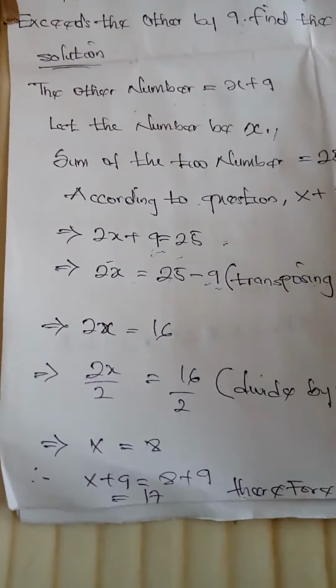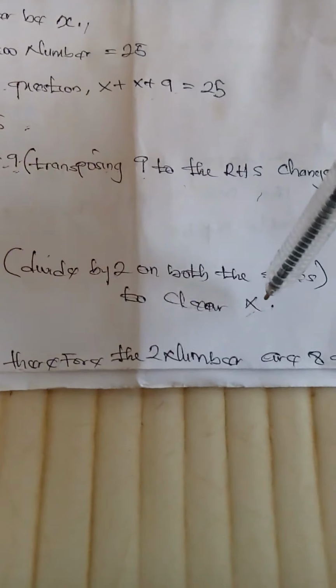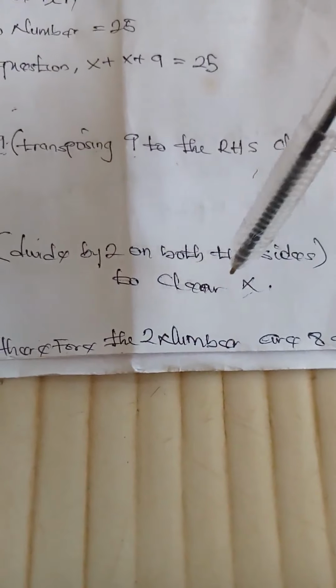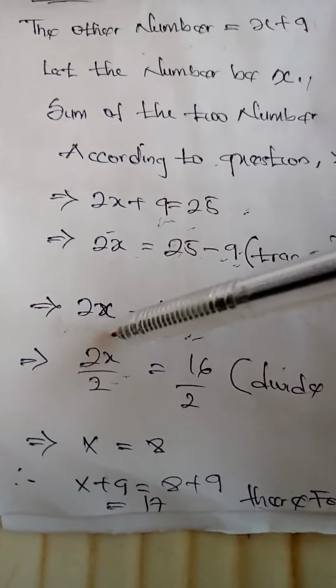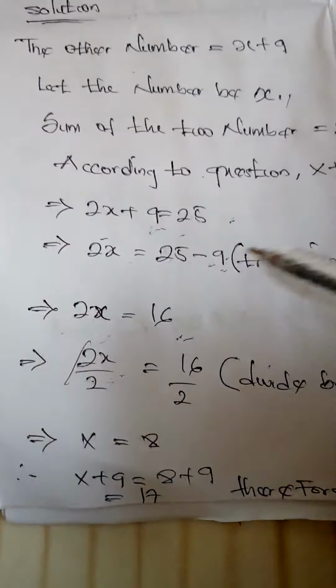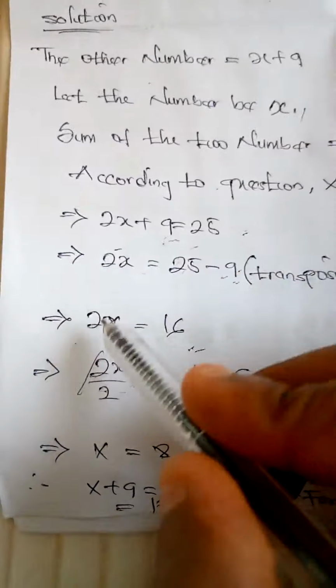Now to clear x, we divide by 2 on both sides. We divide 2 here and 2 here. These 2 will go out, and here too. So we are left with 8 on one side and 1 on the other. And that's it. So now our x is equal to 8.